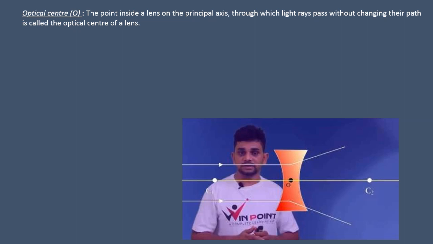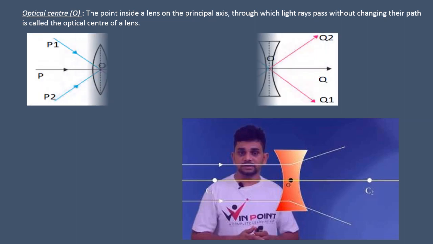This is nothing but what you have called the pole in a mirror. In a mirror we defined the pole, and that is defined here in lenses as the optical center. Now what is optical center? So just see the diagram first.